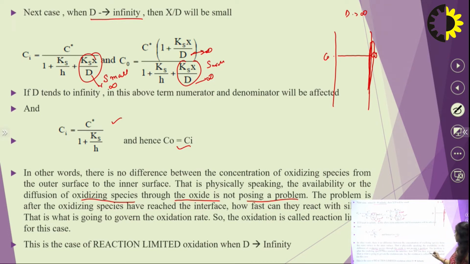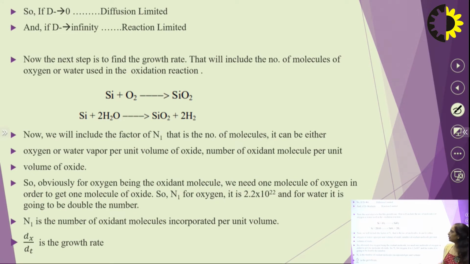So this is how fast they react with the silicon. That is what is going to govern the oxidation rate. So this is the case for reaction limited, when your diffusion coefficient D approaches infinity. So we have seen that when your D tends to 0, we have the diffusion limited reaction, and when your D tends to infinity, we have the reaction limited reaction. We have the reaction limited process.